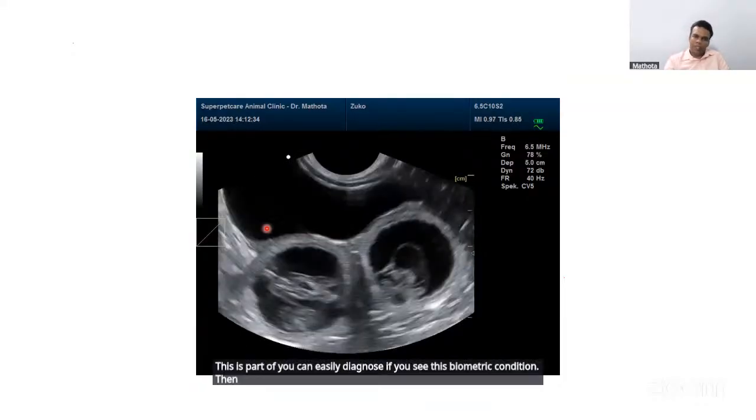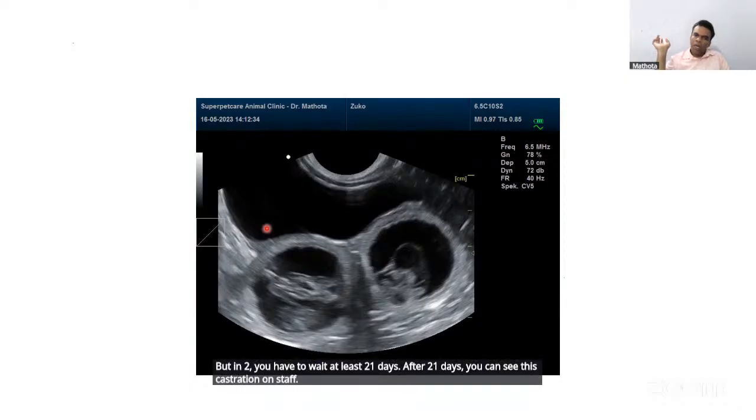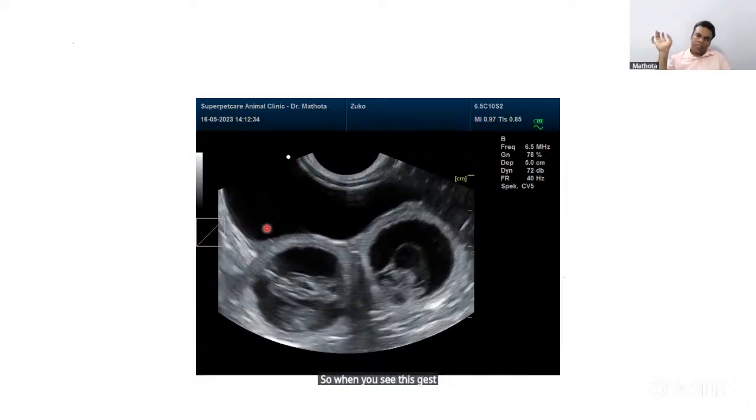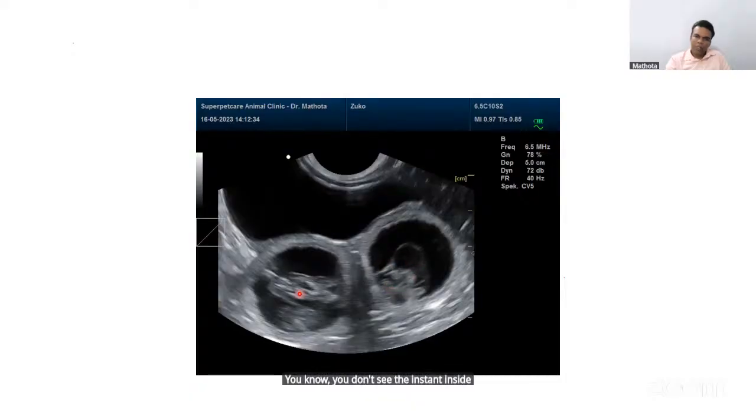Then we come to pregnancy. In pregnancy, the first thing you see is the gestational sac. Normally in a cat, after 15 days you can see the gestational sac. But in a dog, you have to wait at least 21 days. After 21 days, you can see the gestational sac. When you see the gestational sac, you will see the fetus inside. Sometimes it is not clear. If your ultrasound resolution is not enough, you don't see the inside content, but you will see the fetus and the gestational sac.